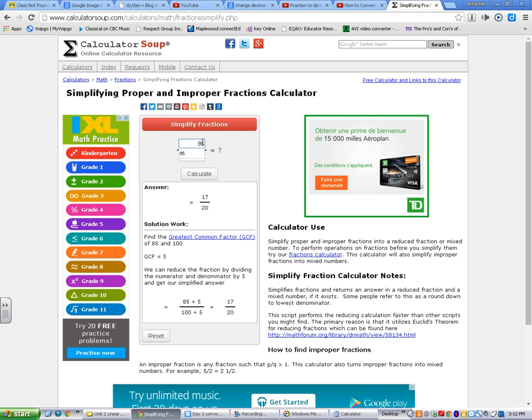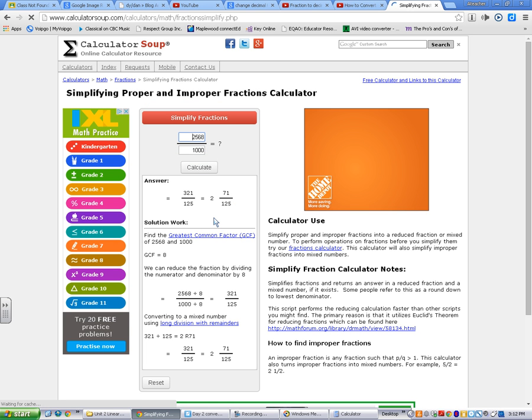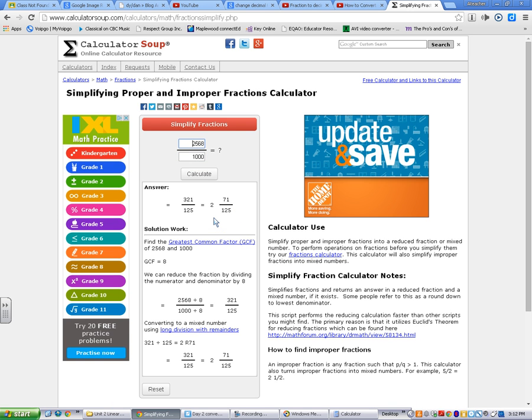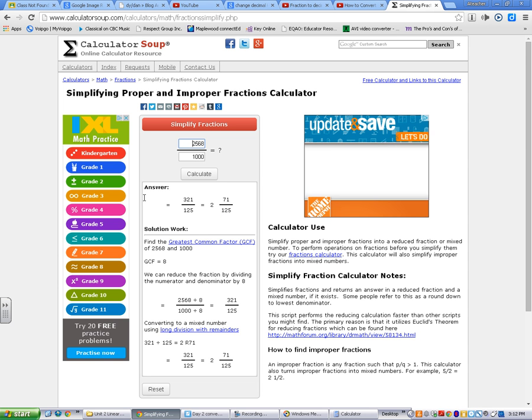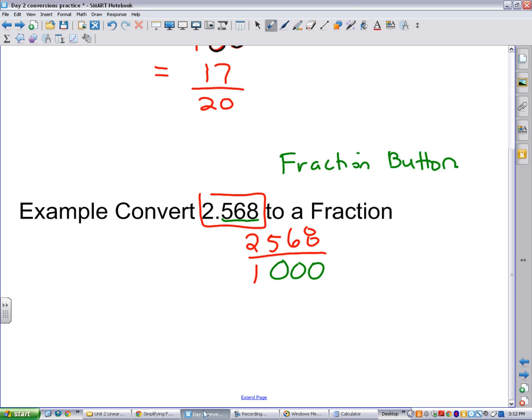I'm going to put that into my fraction calculator. That would be the fraction calculator, 2,568 over 1,000, because there are 3 zeros. Hit calculate, and I have the fraction 321 over 125, which turns out to be 2 and 71 over 125. So that's how I can get my fraction into lowest terms for a decimal.